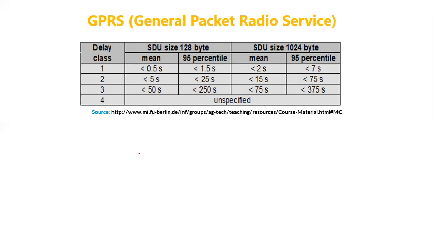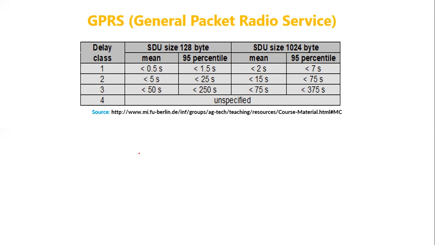There are three reliability classes together with the maximum probabilities of lost service data unit. Three things can happen: one is a lost service data unit, another is a duplicated service data unit, and the other is a service data unit out of original sequence. A lost service data unit means some packet is getting lost. A duplicated service data unit means some packet is duplicated. An SDU out of original sequence means some packet is coming not in the particular sequence; the sequence is getting changed. This is what is represented in this table.